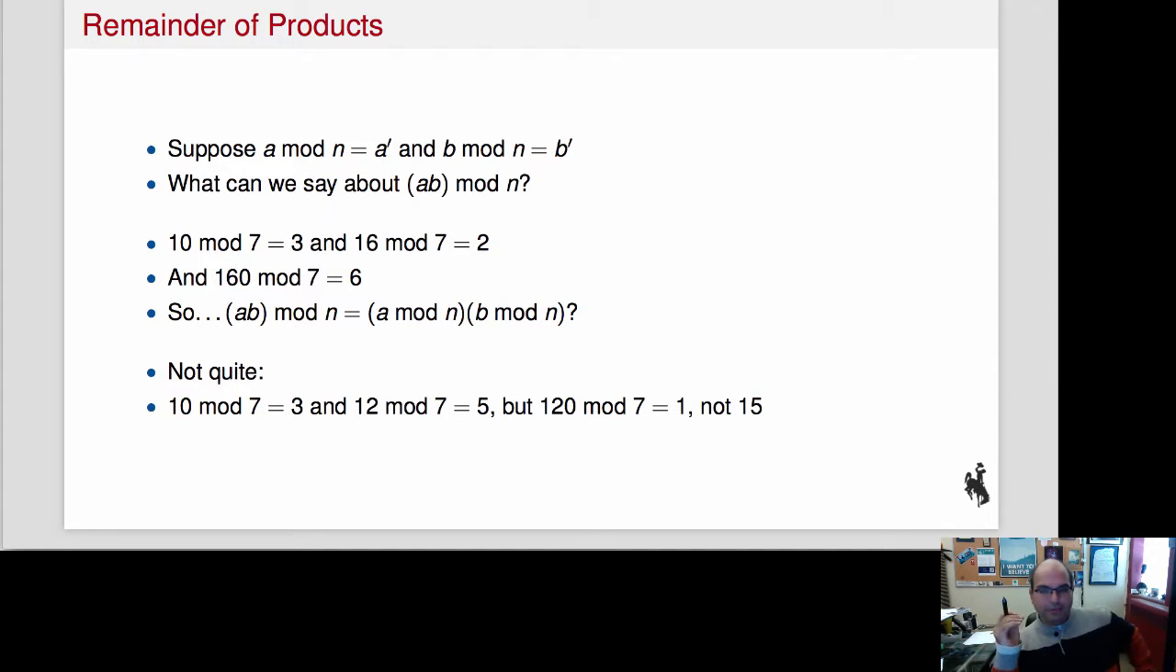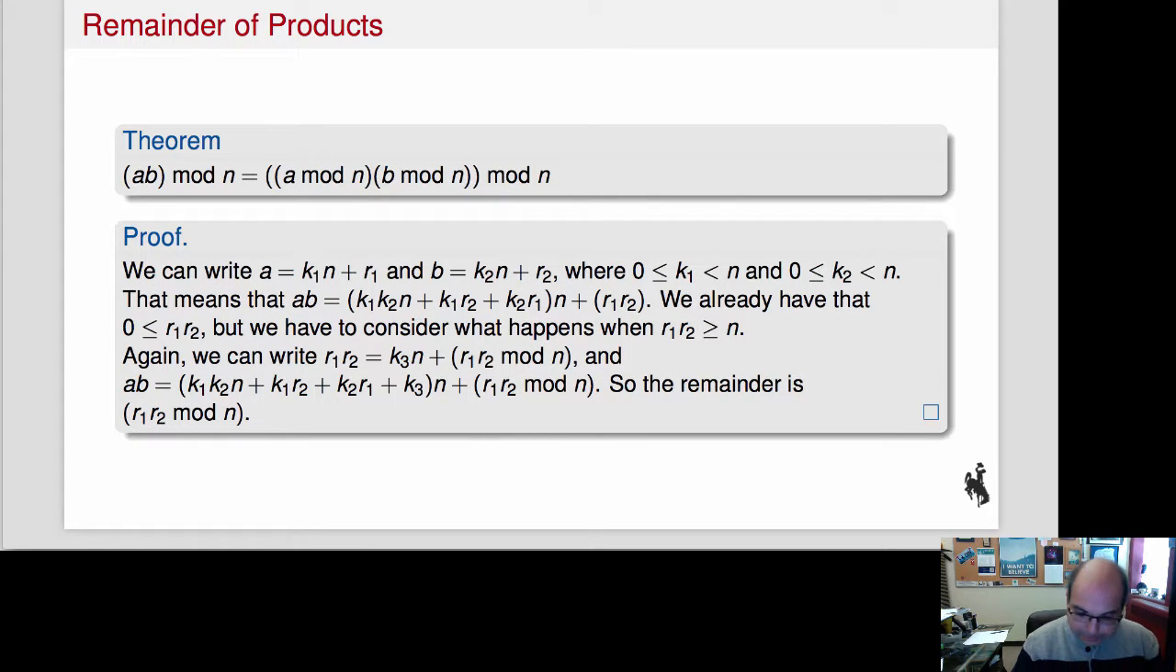So here's the counterexample. 10 mod 7 is 3, 12 mod 7 is 5, 120 mod 7 should be 1, it should not be 15. That number's way too big. So let's see. We'll just take that product and then do mod n. Does that actually work? Okay, so as before, we can write a and b in terms of n and some remainders r1 and r2.